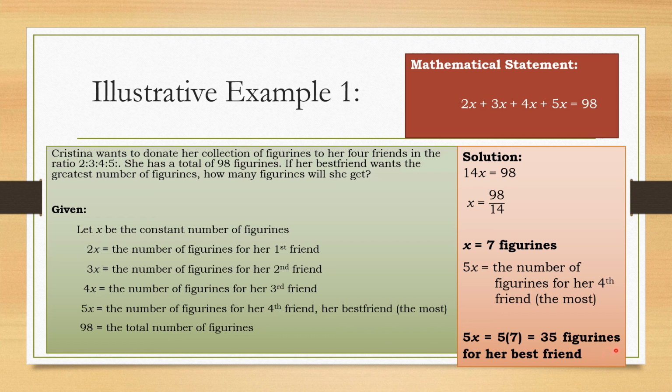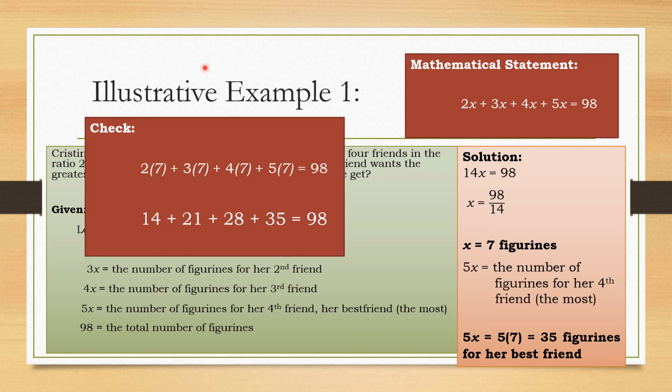And now to check our answer, let us try this. So 2 times 7 plus 3 times 7 plus 4 times 7 plus 5 times 7 is equal to 98. Now let us compute for the product of each. So 2 times 7 is 14, 3 times 7 is 21, 4 times 7 is 28, 5 times 7 is 35. When we add this, we will get the sum of 98. So our answer is correct.